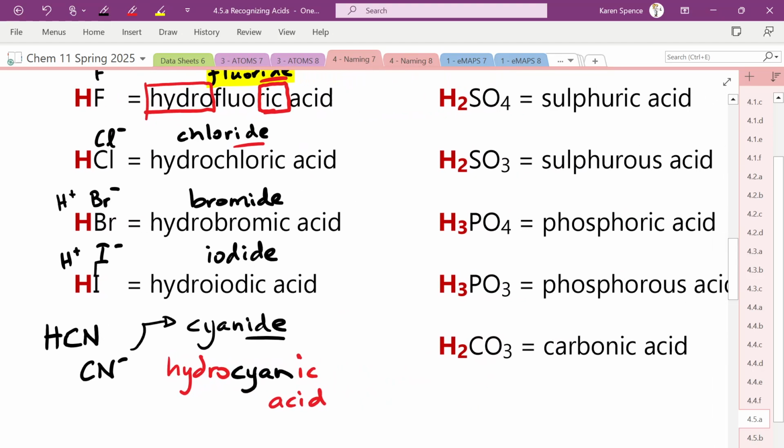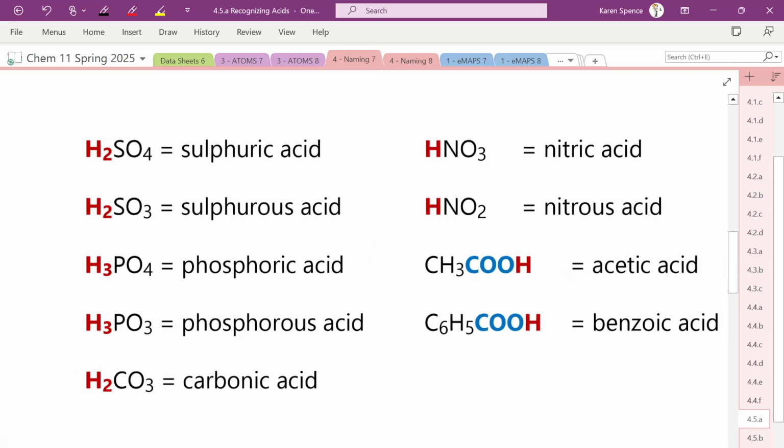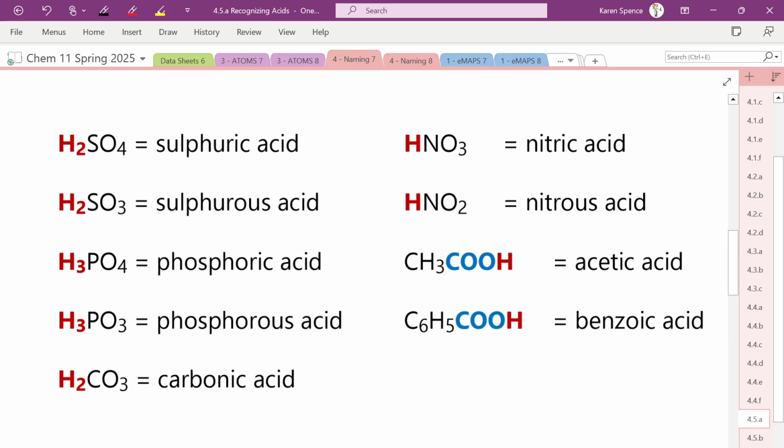Okay, let's go over here. So this group, just to the right of those other ones, what don't they have? They don't have hydro. Hydro is only for ide ions, okay? And you might notice there's two types of acids in here. What are the two types? One ends in ick, and one ends in ous. So we have icks and we have ous's.